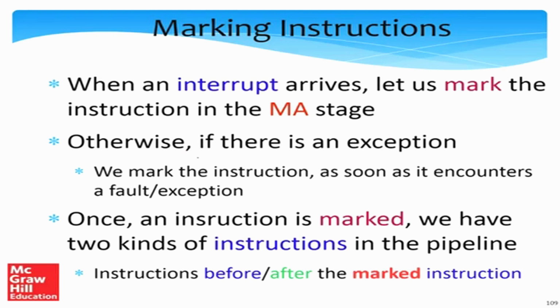Otherwise, if there is an exception, we mark the instruction as soon as it encounters a fault or exception, and this instruction can be in any stage. So for example, in the fetch stage, if there is an exception, we'll mark the instruction in the fetch stage. Whichever stage causes an exception, or if we have a divide by 0 like 5 by 0, and the EX stage causes an exception, then we'll mark the instruction in the EX stage. So recall that the way that we are marking is kind of simple: for any interrupt that arrives, whatever instruction is in the MA stage in that cycle, we will mark it. And for an exception, we'll mark it whenever we see an exception, in whichever stage it occurs.